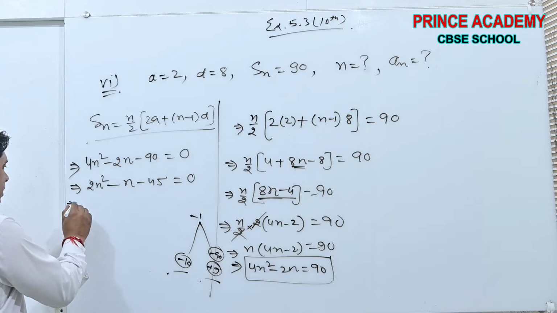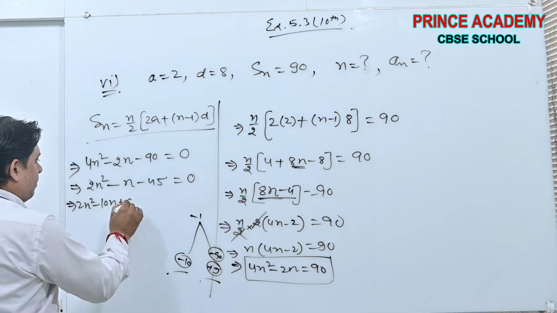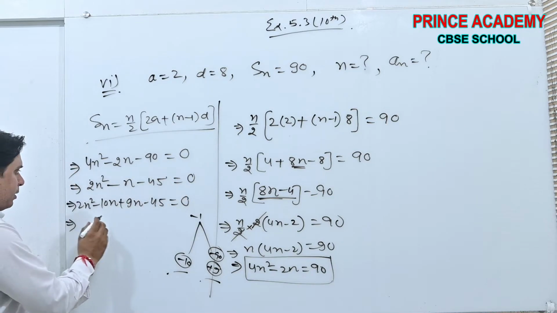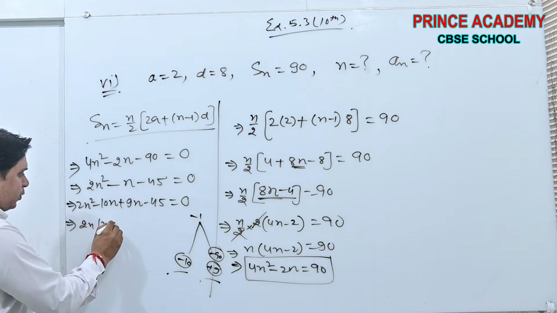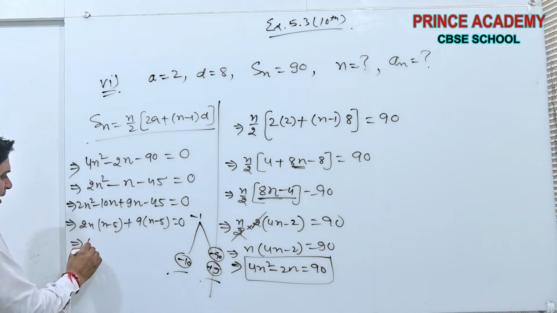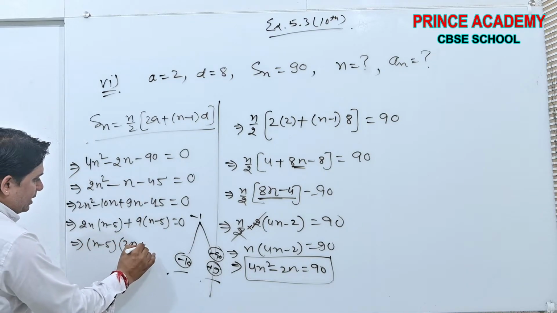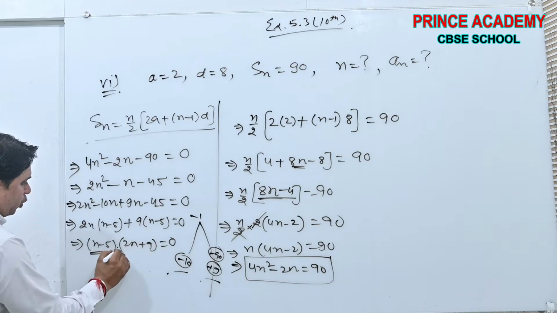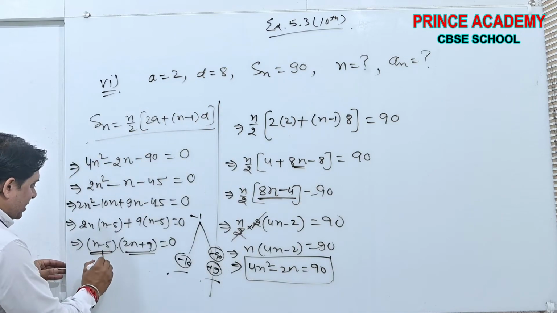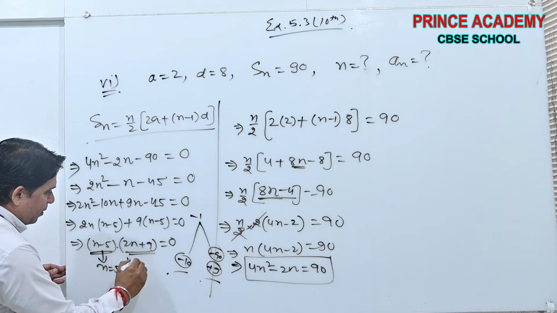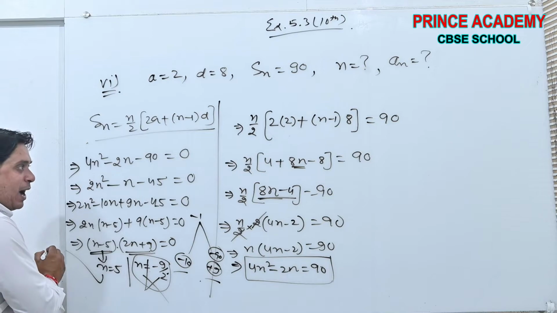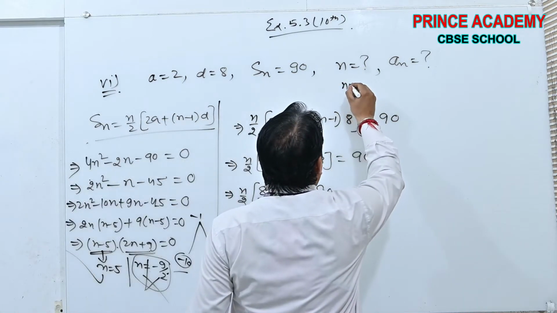See, 2n square minus 10n plus 9n minus 45 is equal to 0. Take 2n common: n minus 5, plus 9 common: n minus 5 is equal to 0. From here, beta, n minus 5 and 2n plus 9 is equal to 0. Product of two quantities is 0, so either of the two is 0. If you put this equal to 0, you will get n is 5, and from here you will get n is minus 9 by 2. But this is impossible. n is 5. You got n is 5.